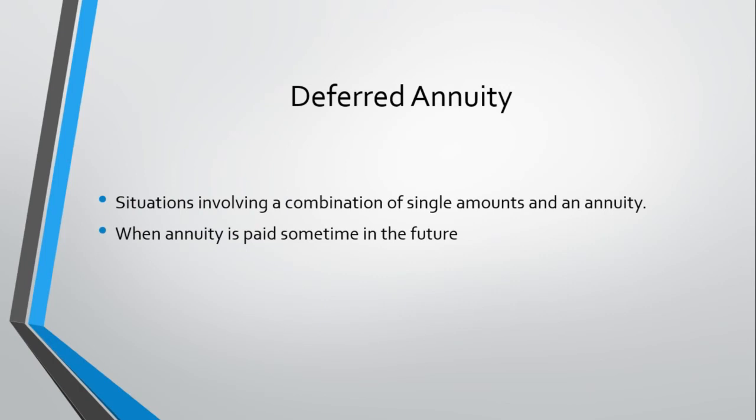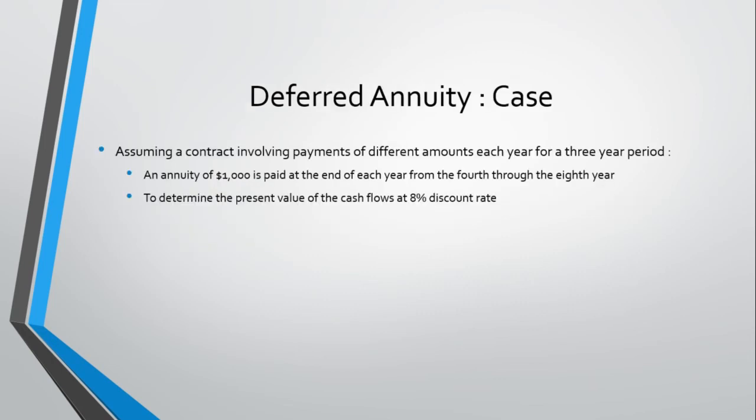Deferred annuity. Situations involving a combination of single amounts and an annuity, when the annuity is paid sometime in the future. Assuming a contract involving payments of different amounts each year for a 3-year period, an annuity of $1,000 is paid at the end of each year from the 4th through the 8th year.